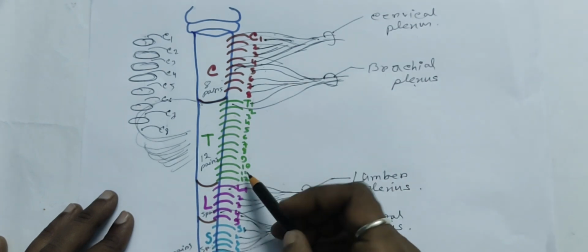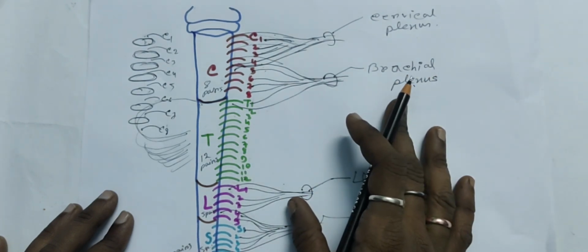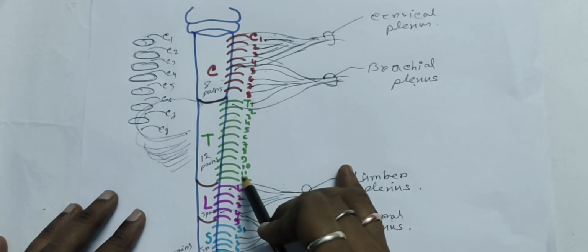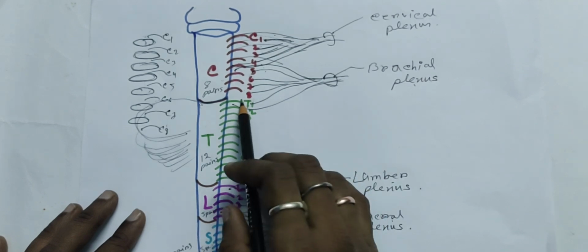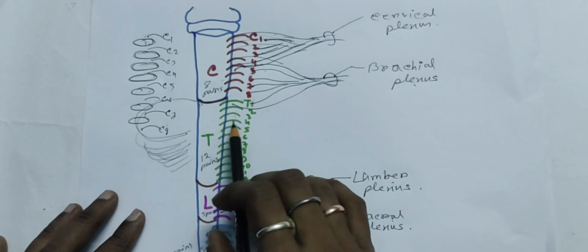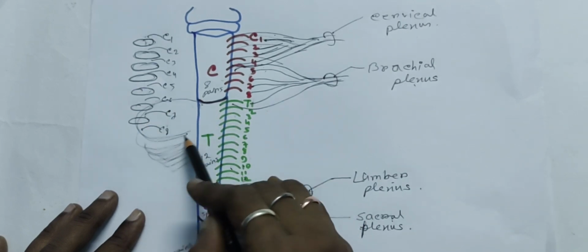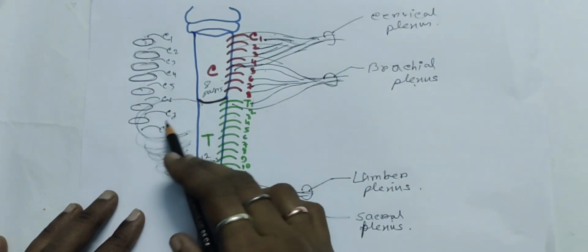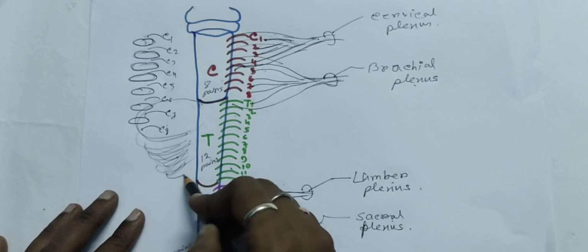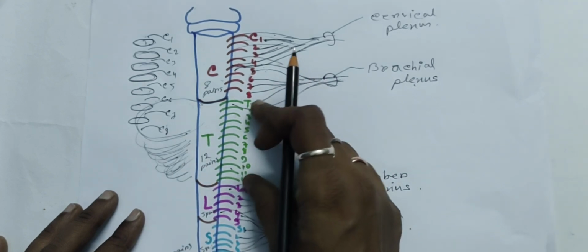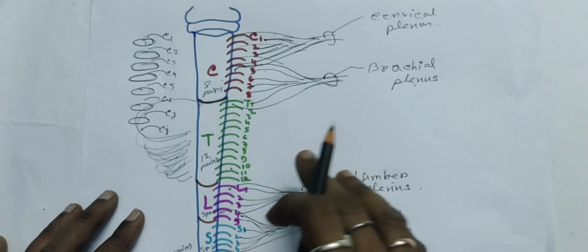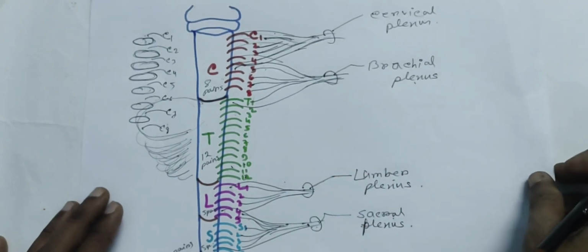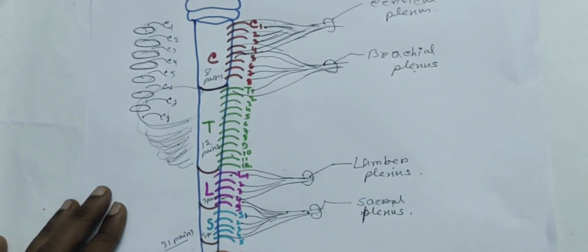Just remember, we have 12 pairs of ribs. 1 to 10 are the true ribs, and 11 and 12 are floating ribs. So these thoracic nerves emerge from the spinal cord and are joined with the ribs. That's why there is no plexus formation we can find here. So these are all about the spinal nerves. Today we have learned the different types of nerves and their location.